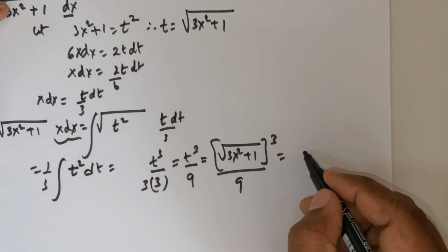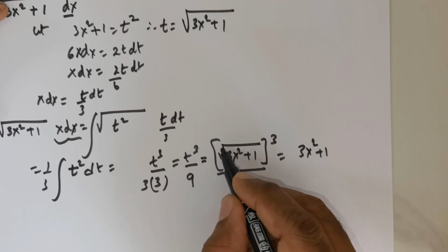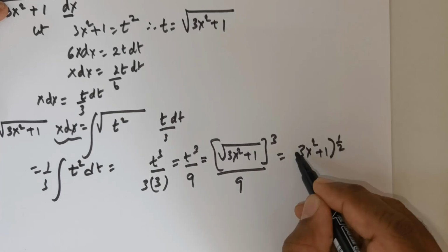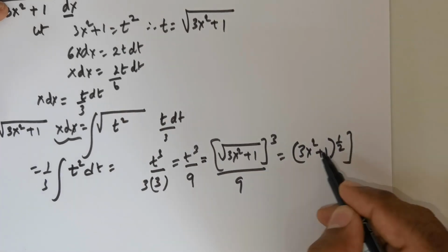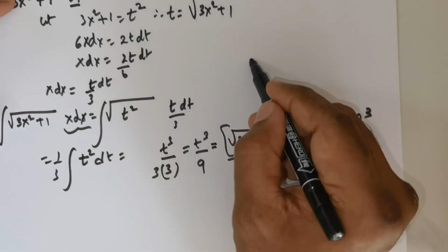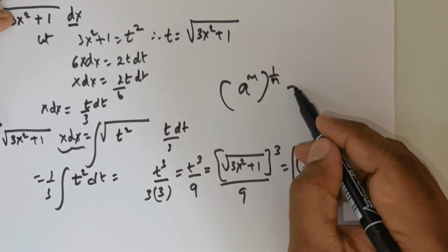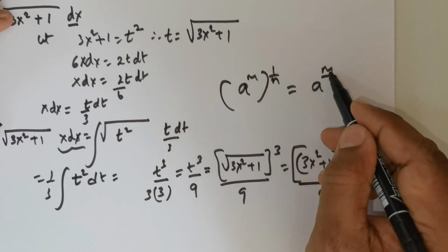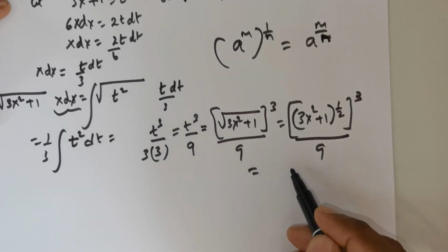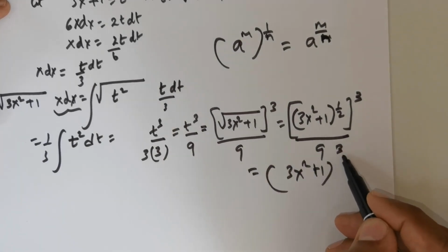You can again rewrite this as 3x squared plus 1. This is a square root sign, that means this is raised to the power of 1 over 2. That is the exact meaning of this. And this is again raised to the power of 3, divided by 9. Now a raised to the power of m, which is again raised to the power of 1 over n, can be rewritten as a raised to the power of m over n. By this, it is nothing but 3x squared plus 1 raised to the power of 3 over 2.